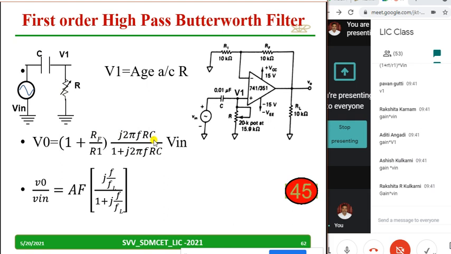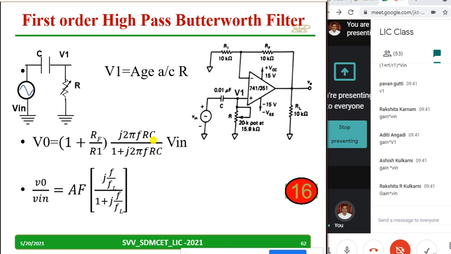The remaining procedure, design, and other things will remain the same, the way we have done it for a low pass first order Butterworth filter. I am spending more time here because I know people make the mistake here. Most of the students write 1 plus RF by R1 into Vin, because we had a habit of writing that in previous circuits.